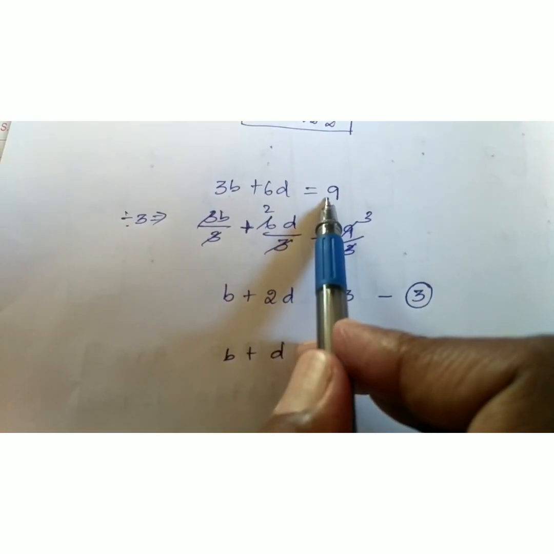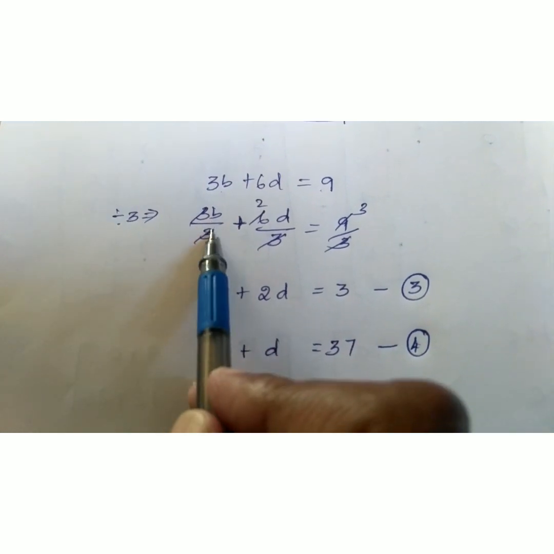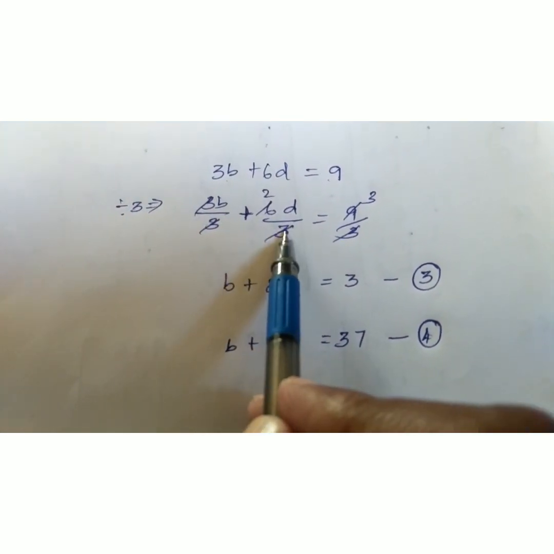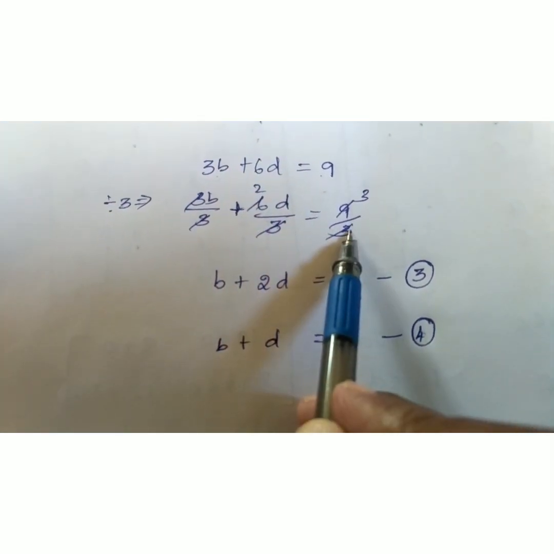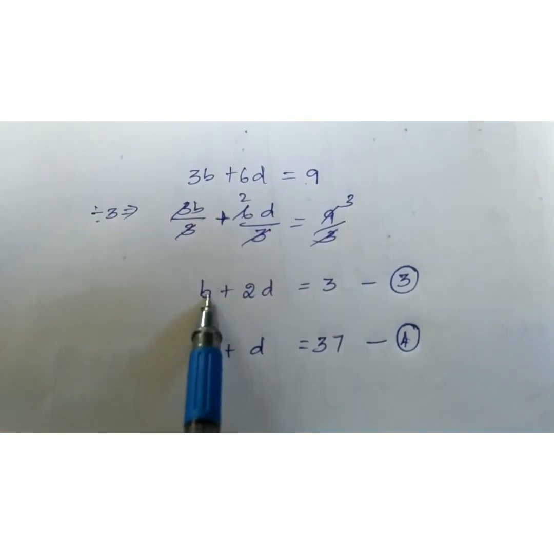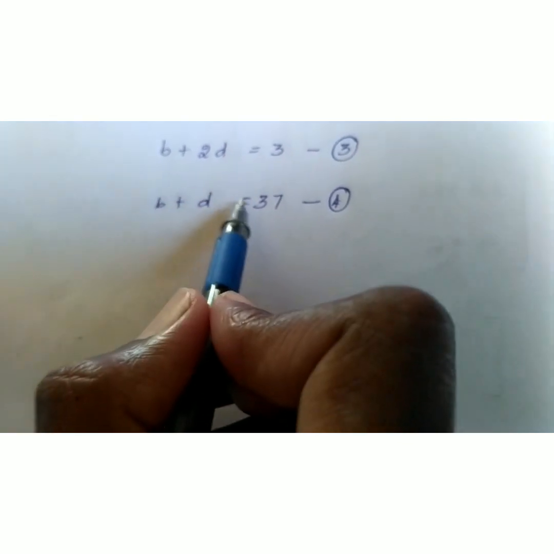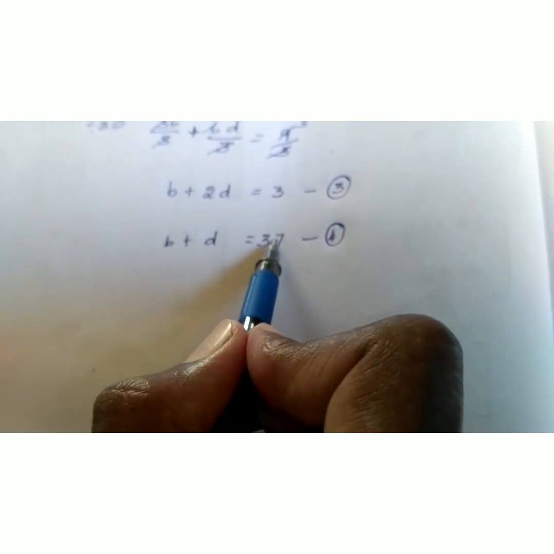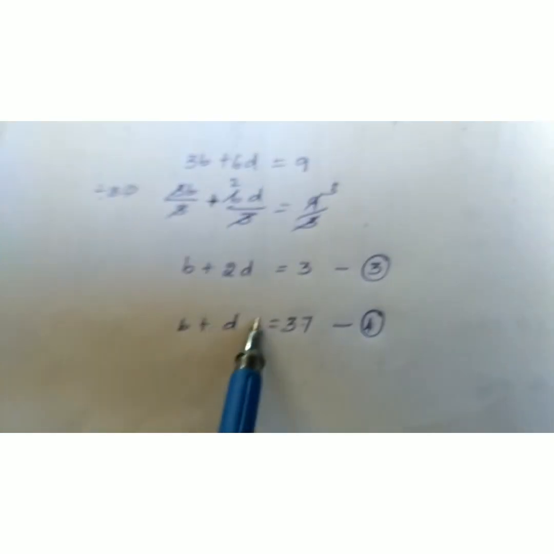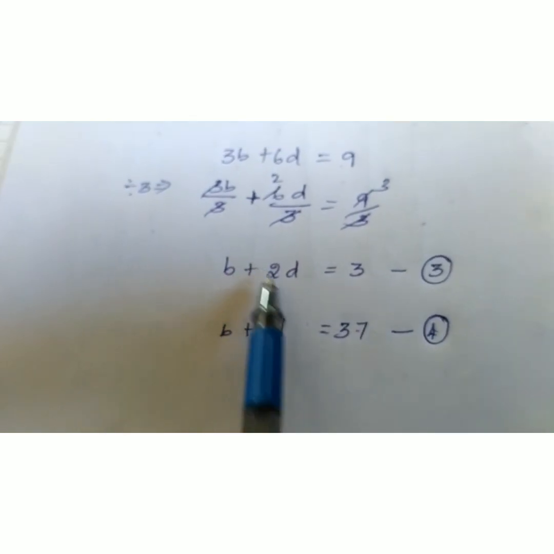All the numbers are divisible by 3, so dividing by 3: 1 3 is 3, 1 3 is 3, 1 3 is 3, 2 3s are 6, 1 3 is 3, 3 3s are 9. So the answer is b plus 2d equal to 3. Third equation: fourth element and fourth element, b plus d equal to 37. In these two equations we have two variables.